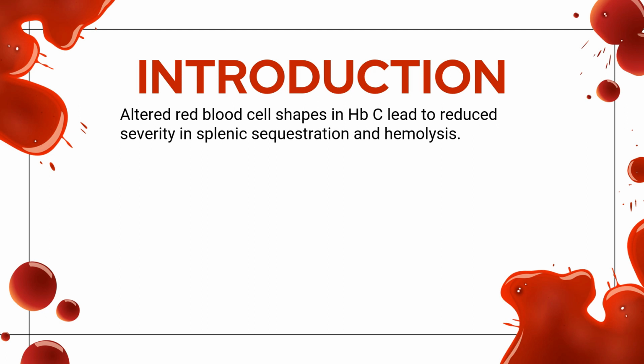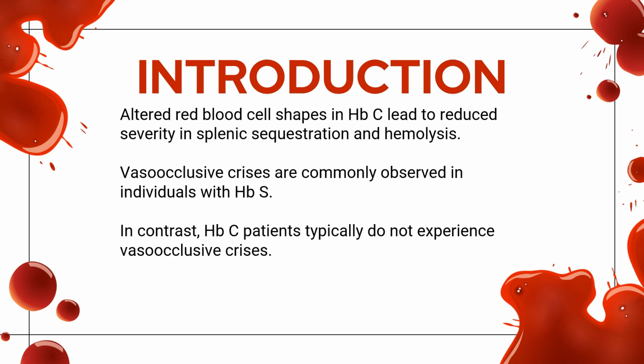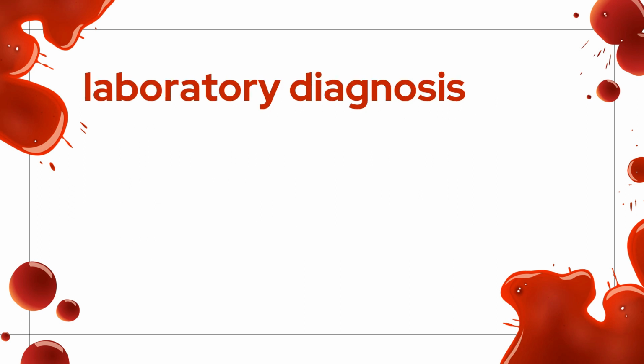and hemolysis. One notable difference between hemoglobin S and hemoglobin C is the occurrence of vaso-occlusive crises. While these painful episodes are commonly seen in individuals with hemoglobin S, they are not typically observed in hemoglobin C patients. Now we'll be exploring the laboratory diagnosis of hemoglobin C.